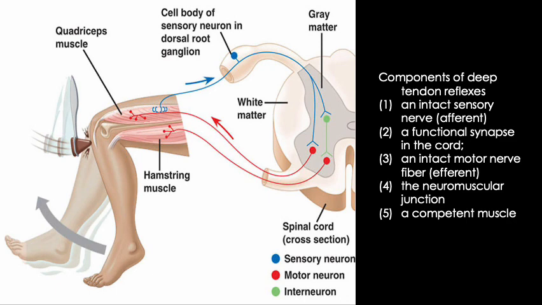Let's look right now at the components of a deep tendon reflex or DTR. We have five components. We have the afferent, which is the intact sensory nerve. We also have the functional synapse in the spinal cord itself. Efferent, we have intact motor nerve, a neuromuscular junction, and we have to have a competent muscle. All these components have to be coordinating in order to have a reflexive reflex. Let's look at the short video.